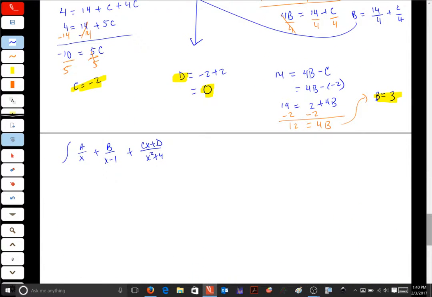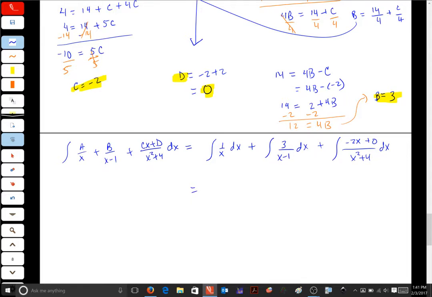And your homework, I think 6 or 7. They aren't all integrate. Only some of them are integrate. So a then was our 1. That becomes an integral 1 over x dx plus the integral b. B was 3. 3 over x minus 1 plus the integral c is negative 2. D is 0 over x squared plus 4 dx.